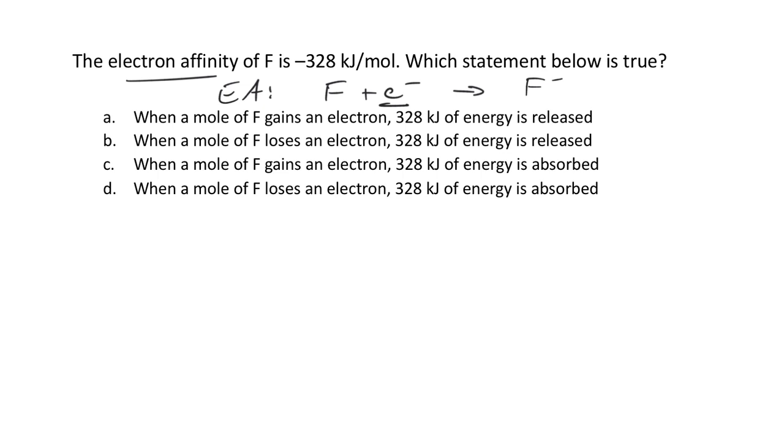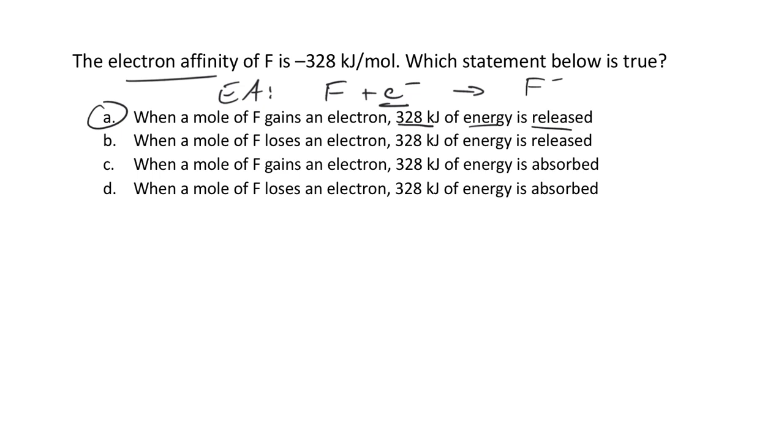And so when you're told this reaction is minus 328 kJ, it means fluorine absorbing an electron to form F minus has an energy that's exothermic. Energy is given off by this reaction, 328 kJ per mole. And so when a mole of fluorine gains an electron, 328 kilojoules of energy is released. I think that's exactly what I was just saying. And now we can read the other statements and see why they're wrong.